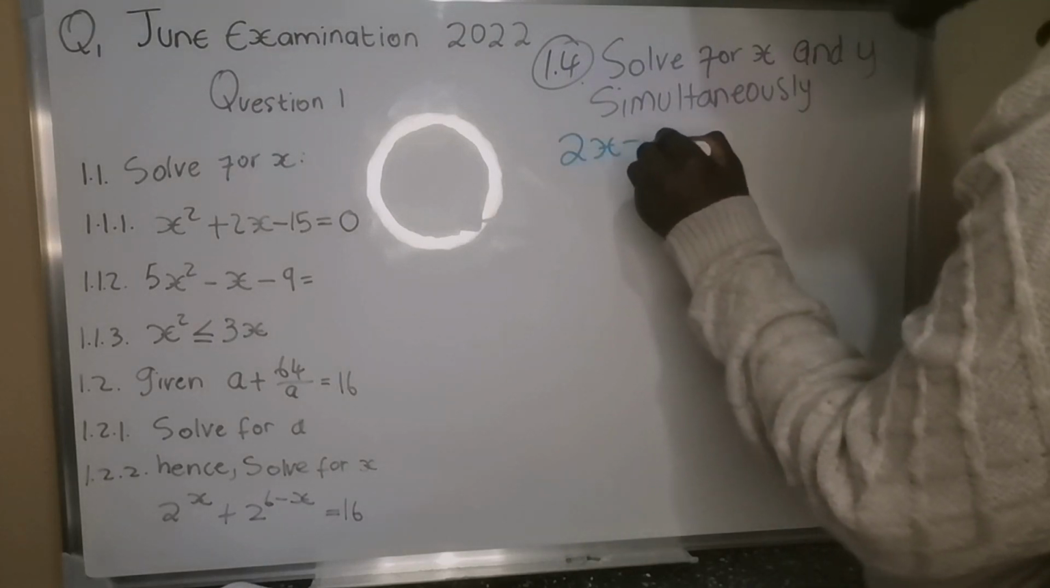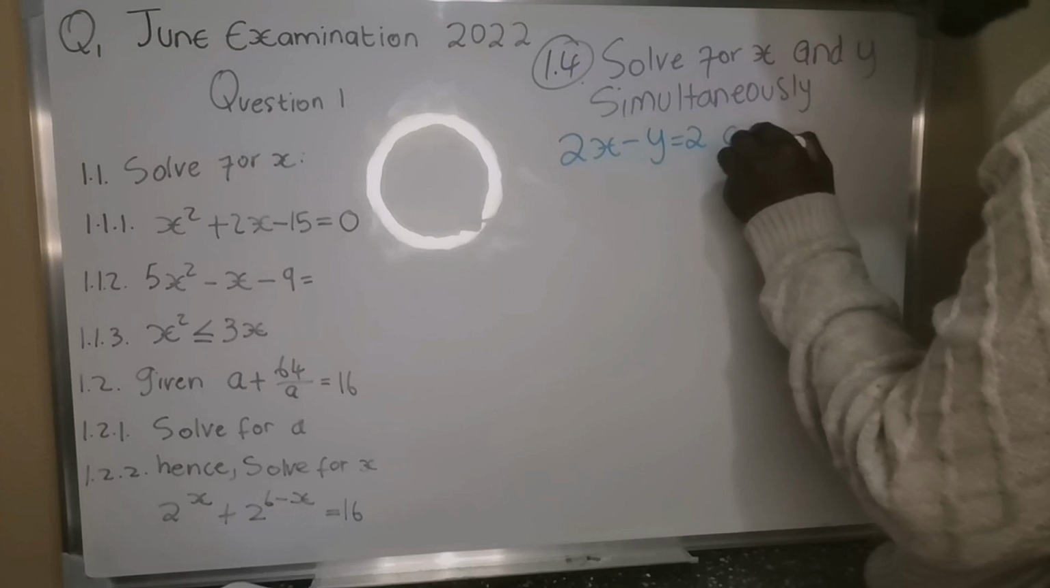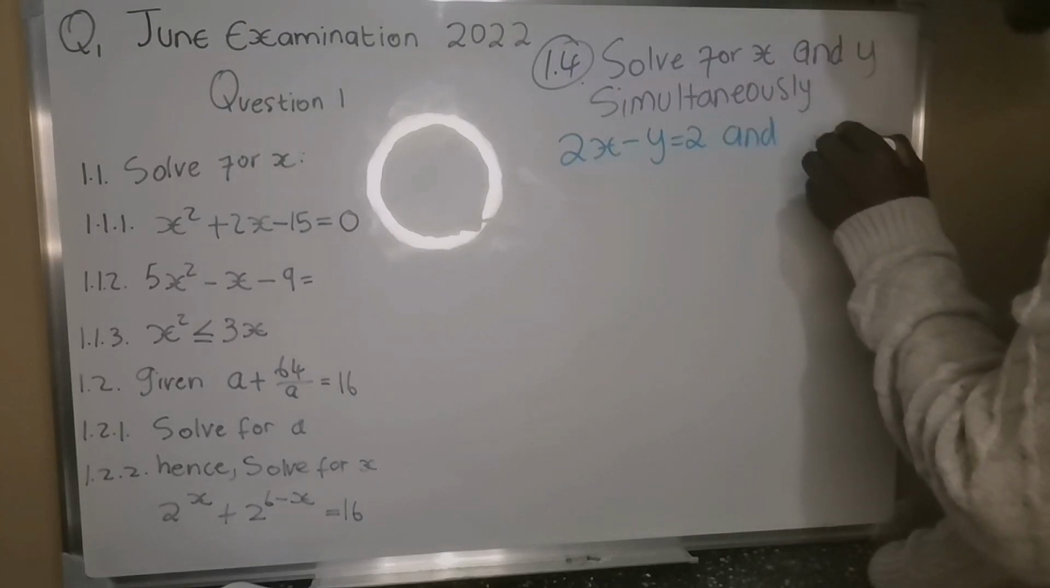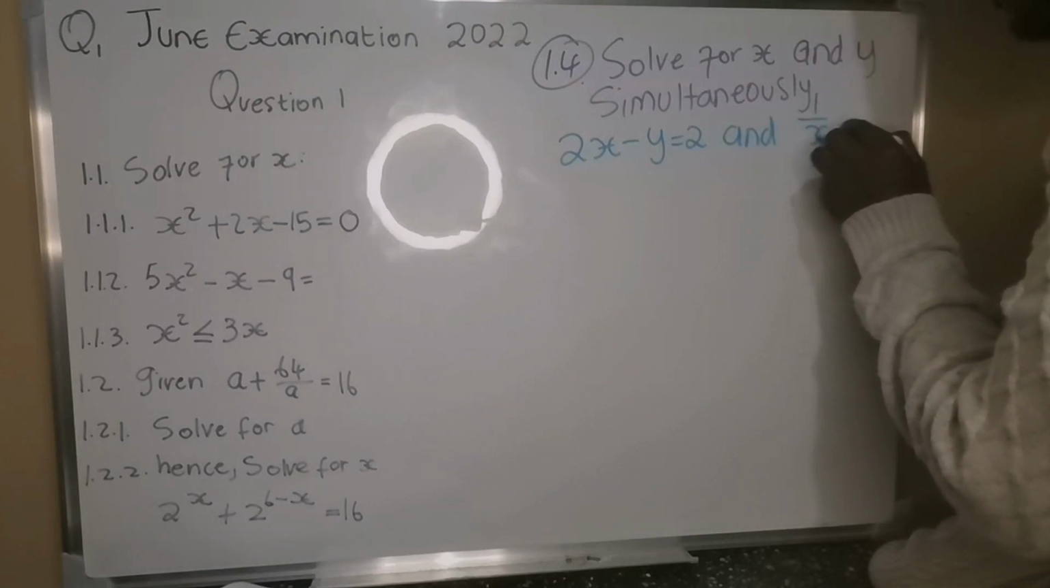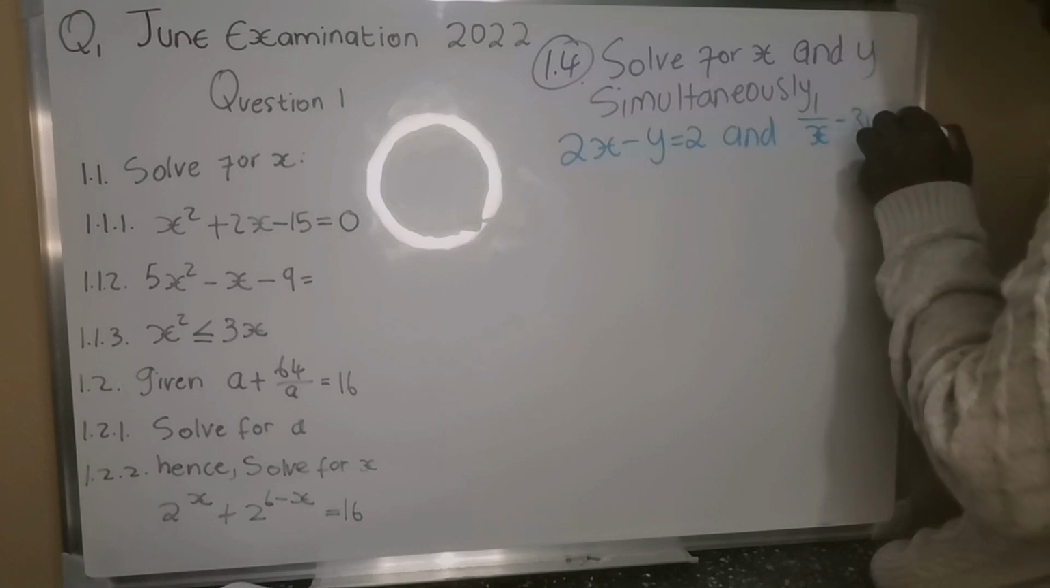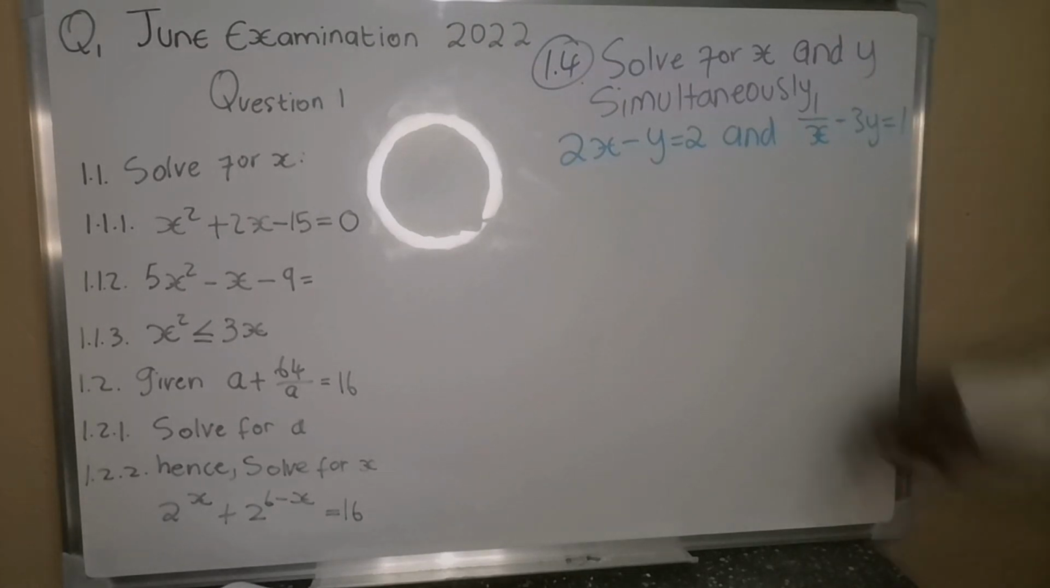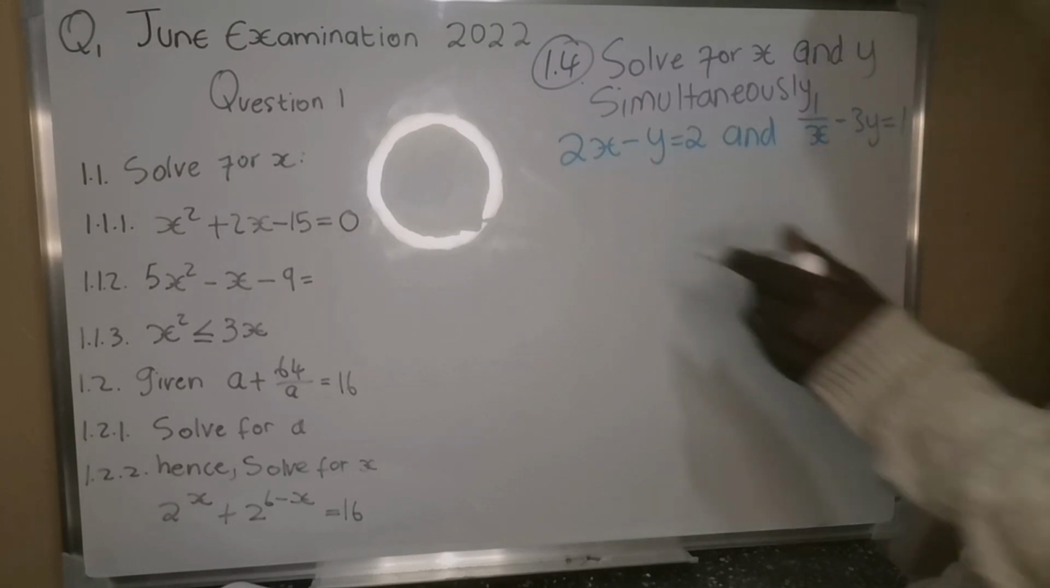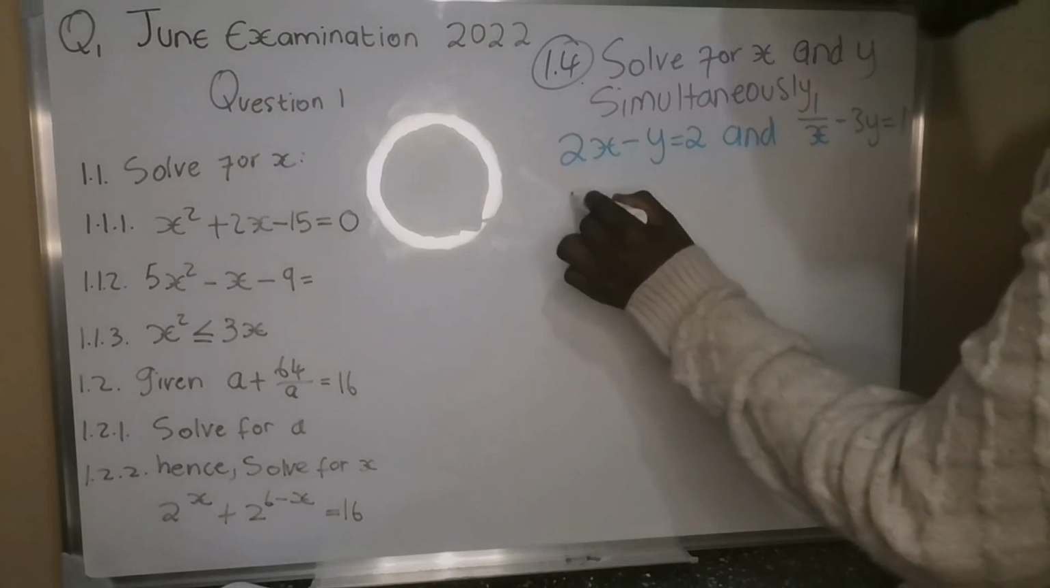2x minus y equal to 2 and 1 over x minus 3y equal to 1. Therefore, we have these two equations. Solve for x and y simultaneously. What's the first step for simultaneous equations? You just introduce two equations.